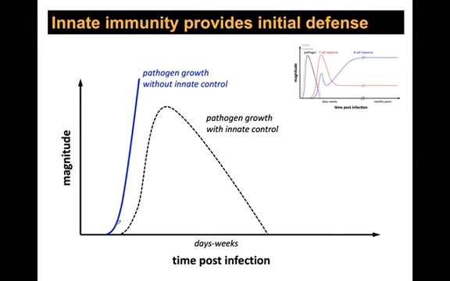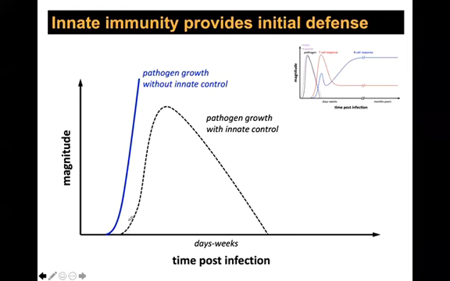Okay, so we know that the innate immune system has two main jobs. One is to provide the initial response to the infection, and that's very important because without that, the pathogen will grow unchecked. The second job is to inform the adaptive response. Hey, there's something here you need to make a response to.